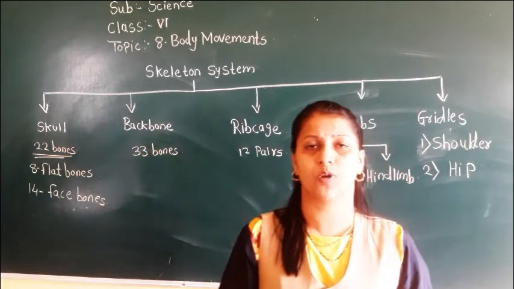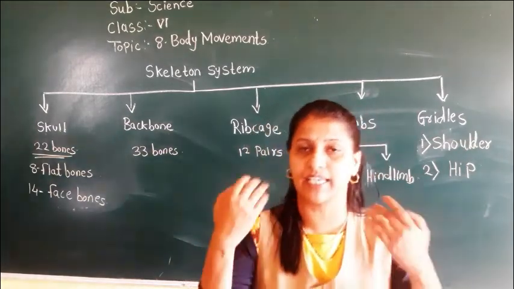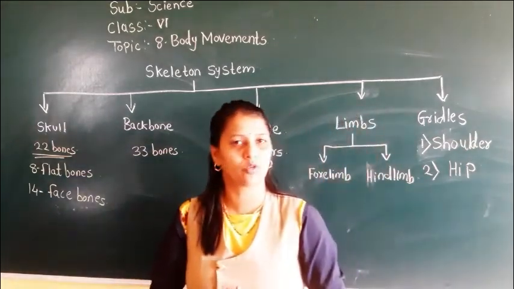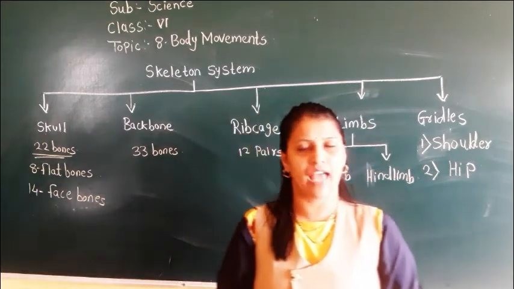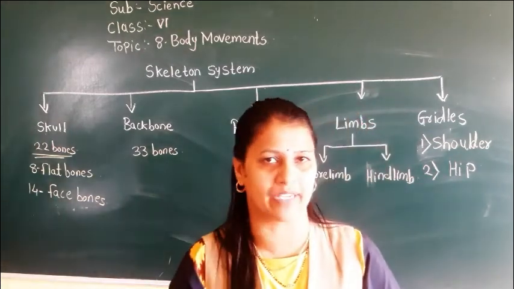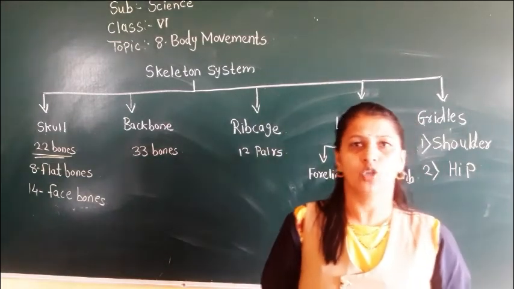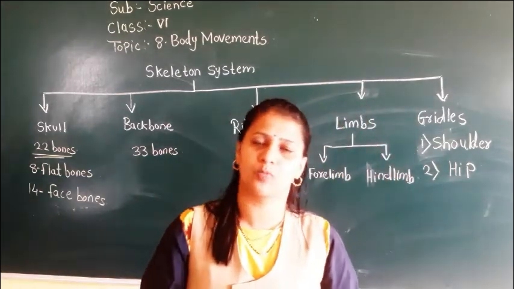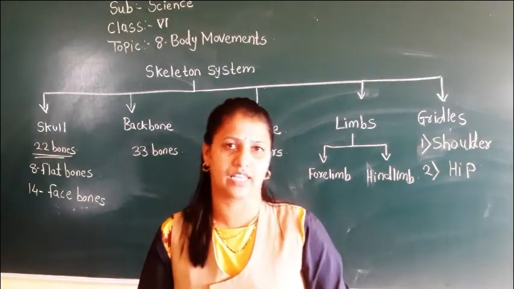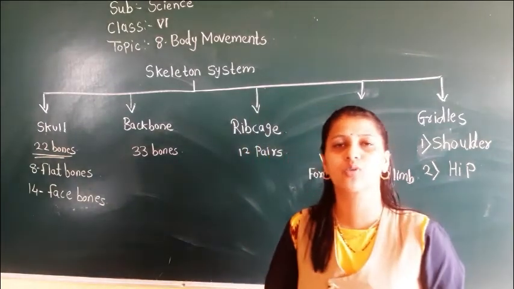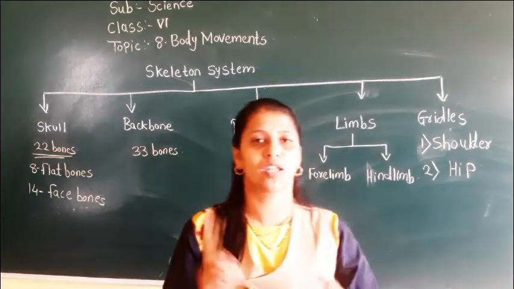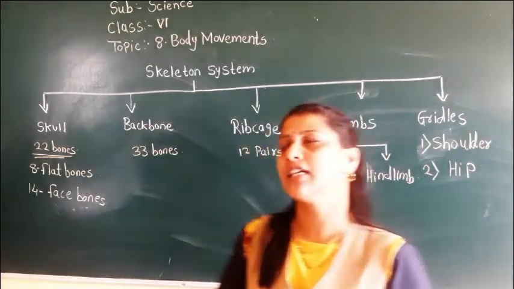So these bones protect our delicate organs. They give shape and support to our body. They help us in movement. So let's learn about these bones in detail. How many total bones are there? 206 bones. So let's learn them in detail.